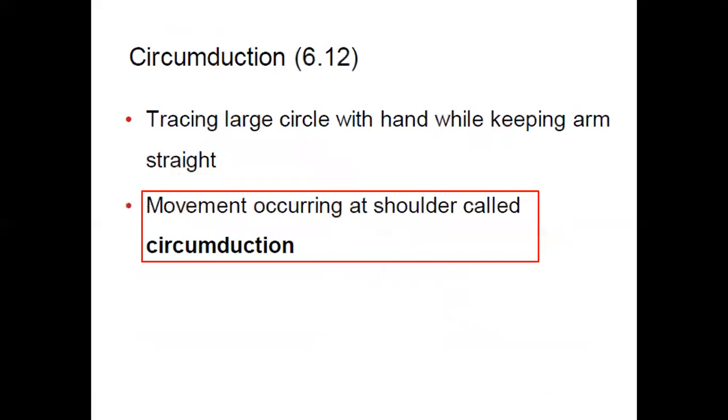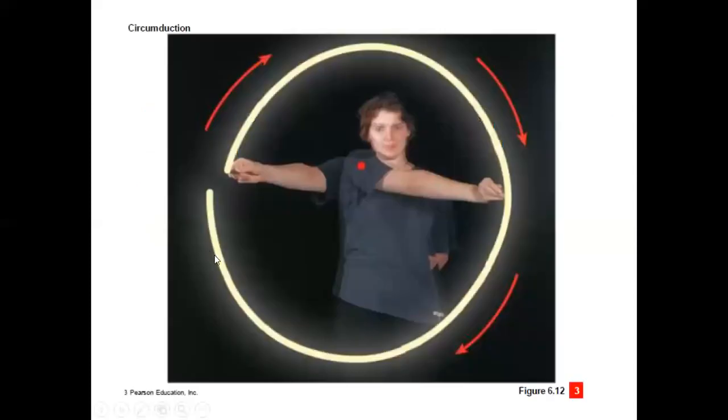Circumduction is specific to the shoulder. It's basically tracing a large circle with your hand. So think of the circumference of a circle. Right here is the circumference of this circle. Circumduction is moving your arm in this big, huge circle, right? Your shoulder joint allows the muscles around it, multiple are involved, to circumduct your arm.